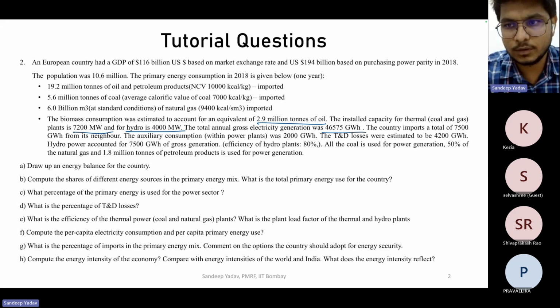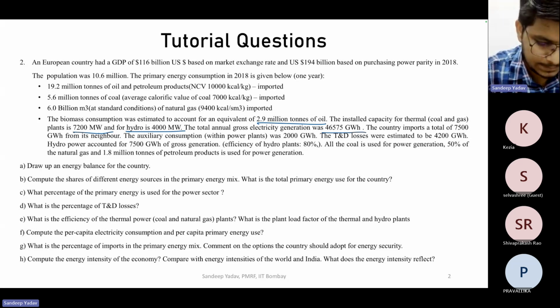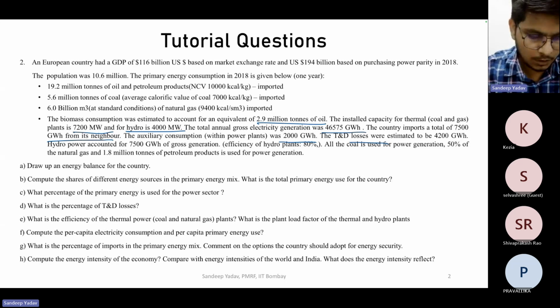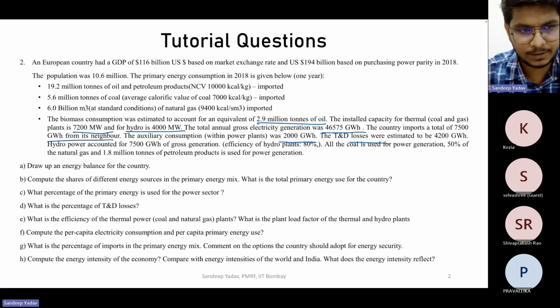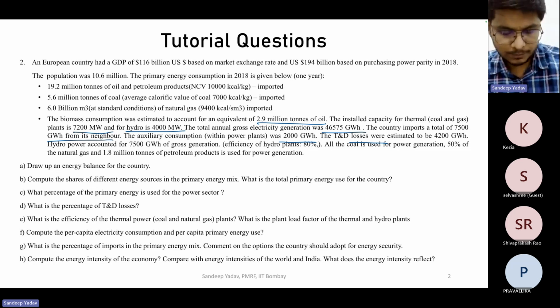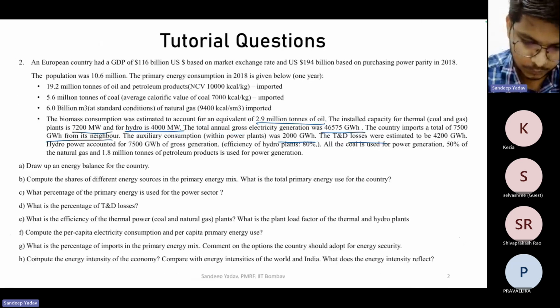The country's import, a total of 7,500 gigawatt hours, is from its neighboring countries. So it's not wholly generated, it's also importing energy. The auxiliary power consumption, the different kinds of power losses, and the transmission and distribution losses are given. Now they're asking to draw an energy balance for the country, compute the shares of different energy sources in the primary energy mix, and find what percentage of primary energy is used in the power sector. So let's solve this problem one by one, then we will see what to do next.